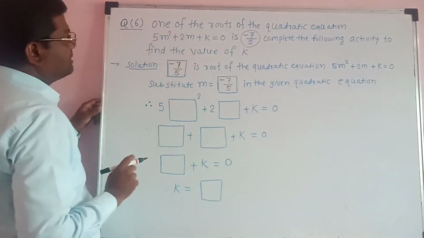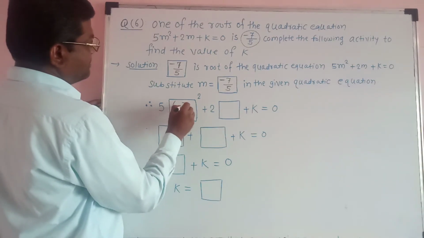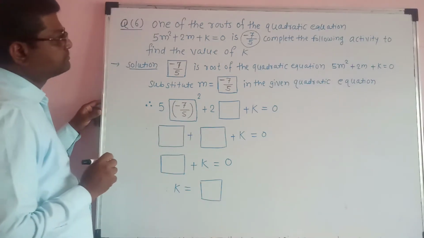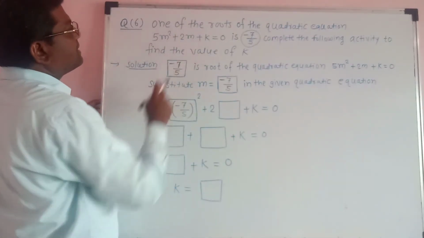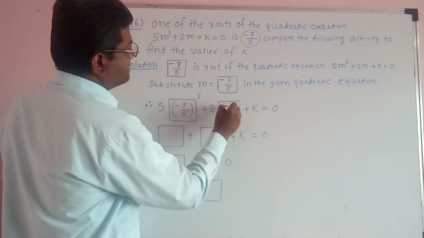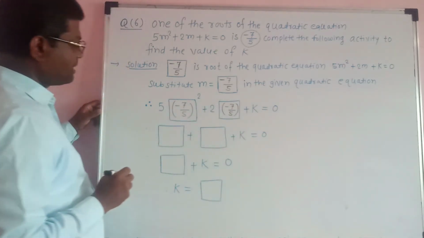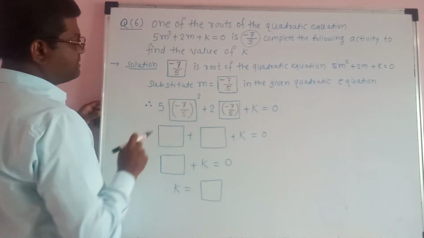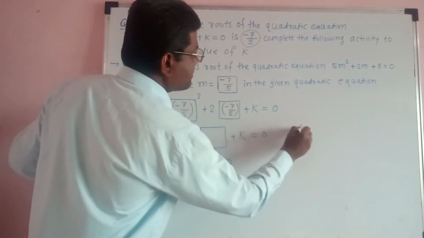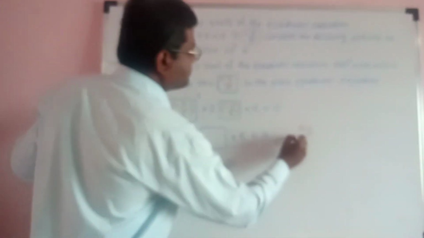Here is m square. Therefore, we write here (minus 7 upon 5) square plus 2 into m. Substitute value of m, minus 7 upon 5, in the box. So, minus 7 square is 49. And 5 square is 25.